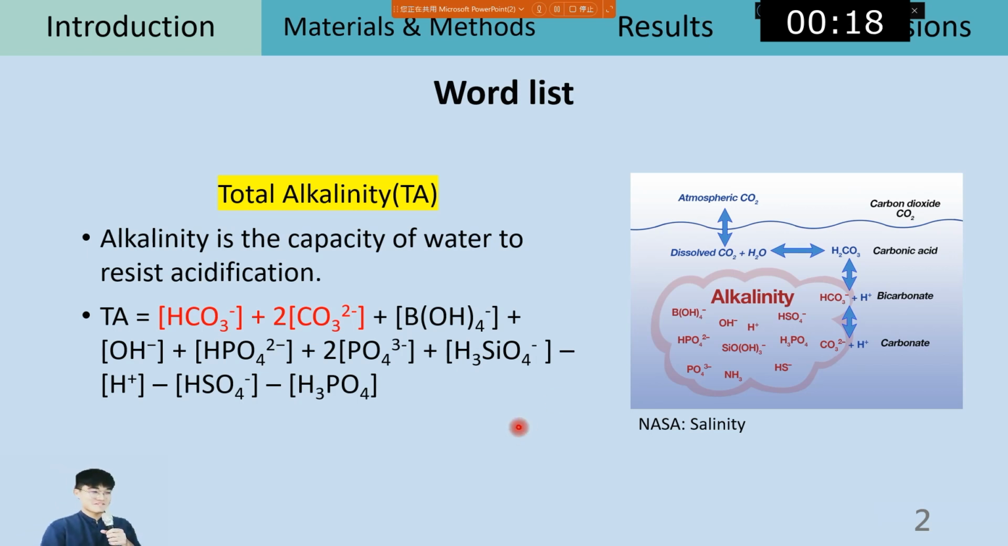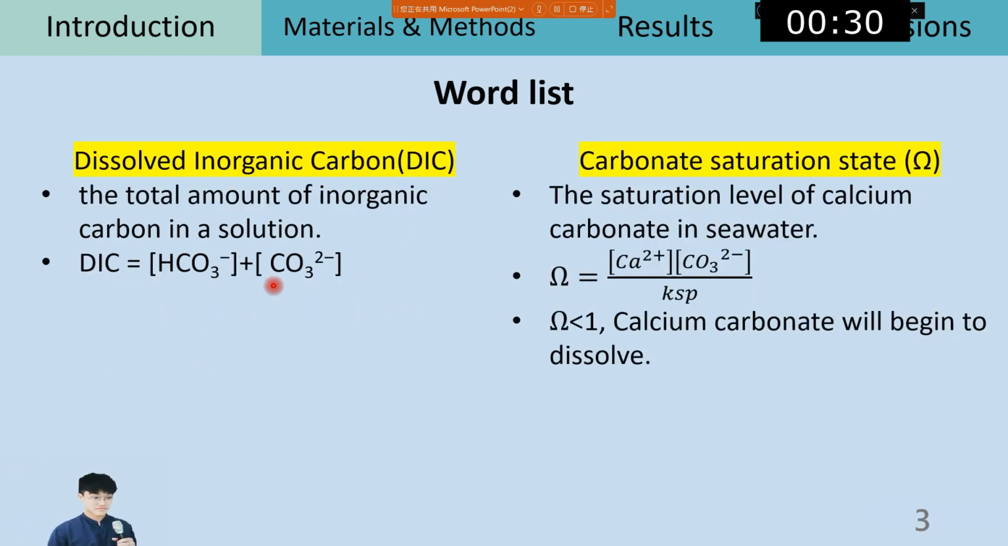First is total alkalinity. Alkalinity is the capacity of water to resist acidification, and this is the equation. And these two are the main ions. Next is the DIC, dissolved inorganic carbon. It means the total amount of inorganic carbon in solution. And this is the equation.